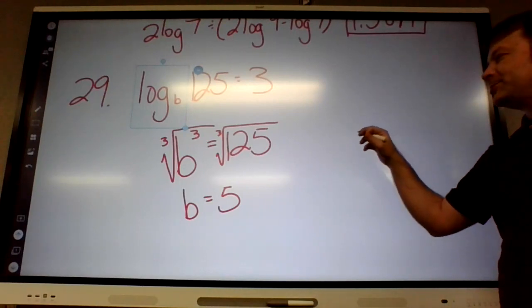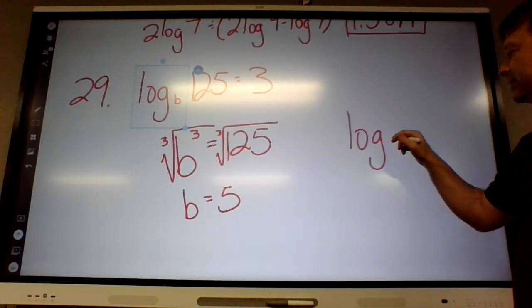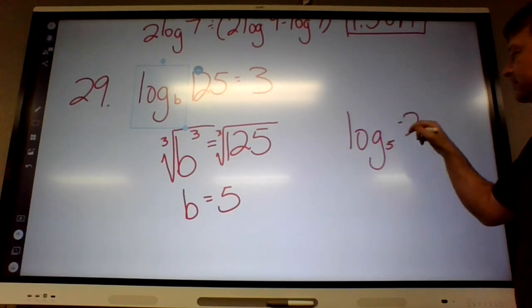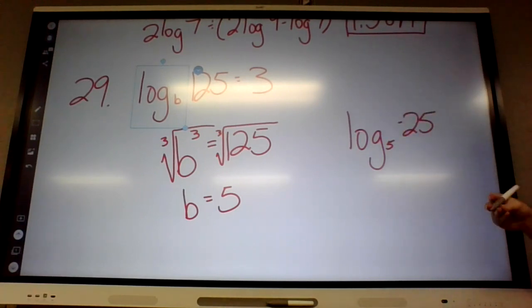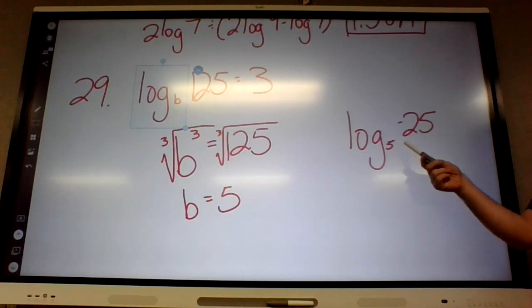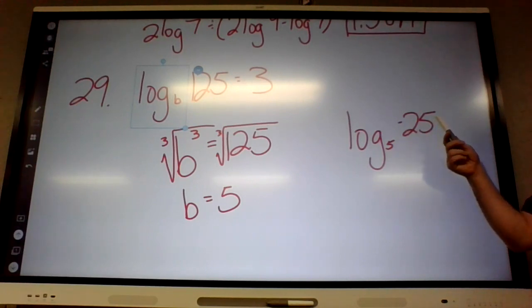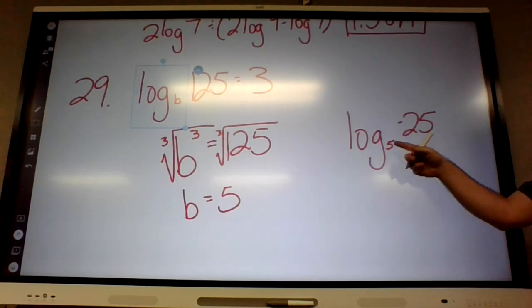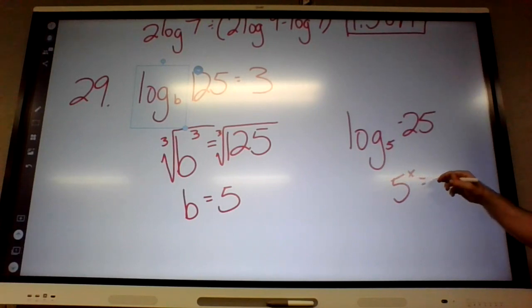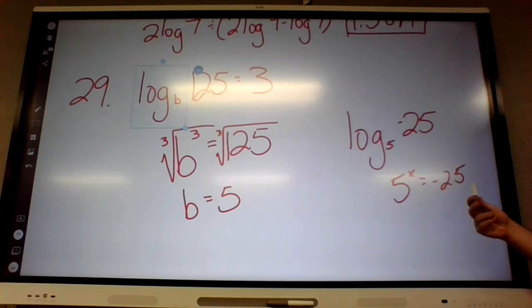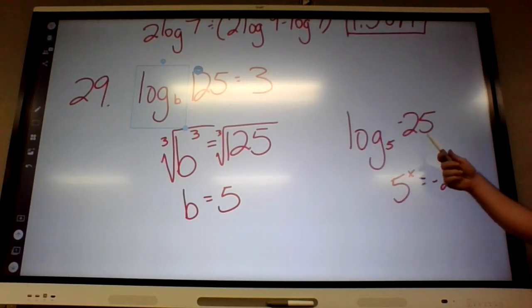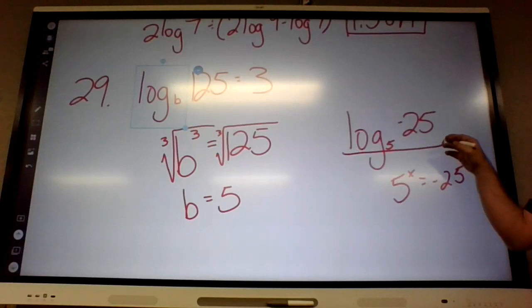I should probably make a small note here. Is this possible? The answer is no, because 5 to the what power equals negative 25? That's what this means. That's not possible. Like 5 to the second is positive 25. 5 to the negative 2 is like 1 over 25. Nothing makes the base switch from positive to negative. So if you plug this in your calculator, it'll just say error.